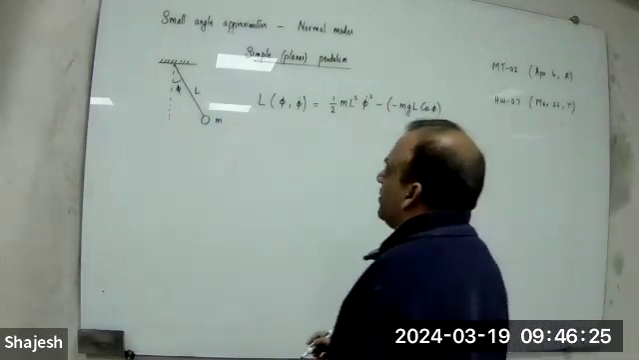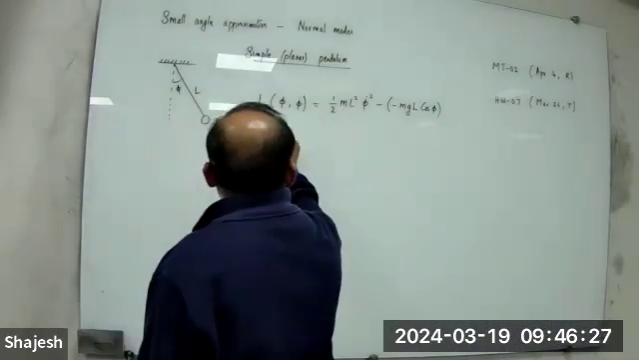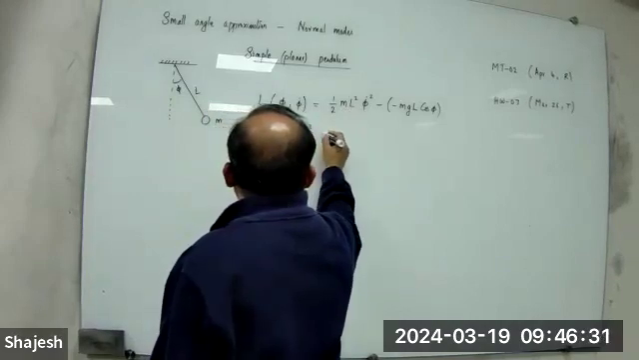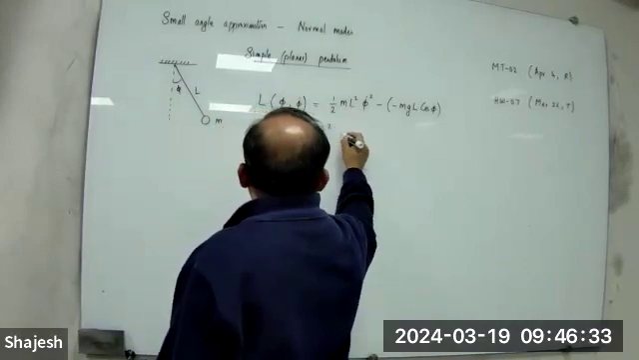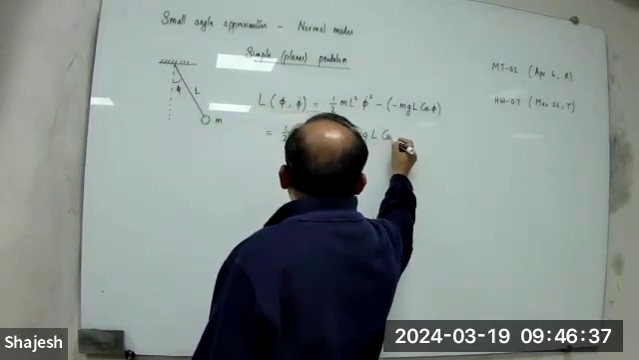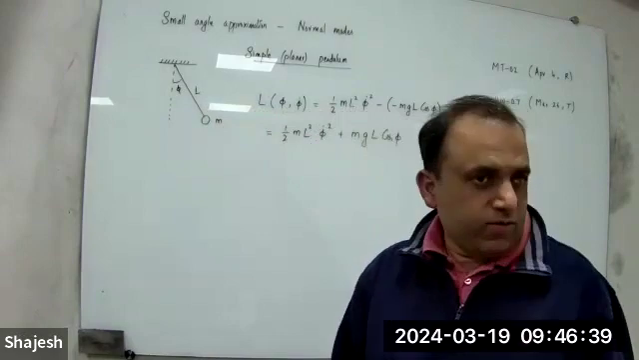So let me write this down more explicitly. So this is half m L squared phi dot squared plus m g L cosine phi.